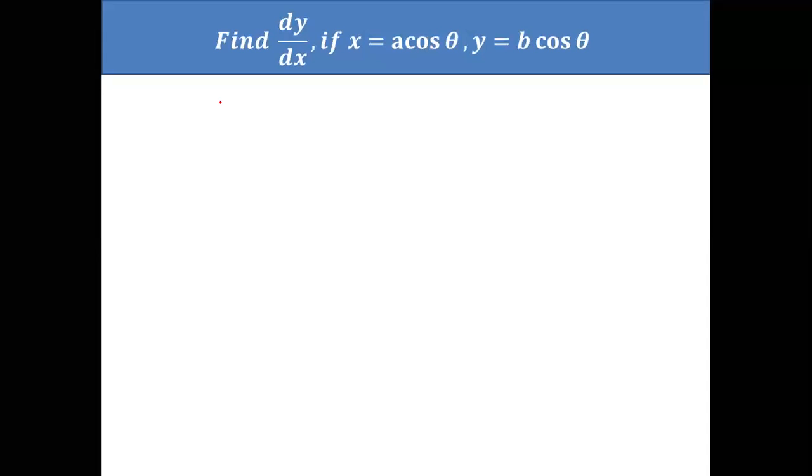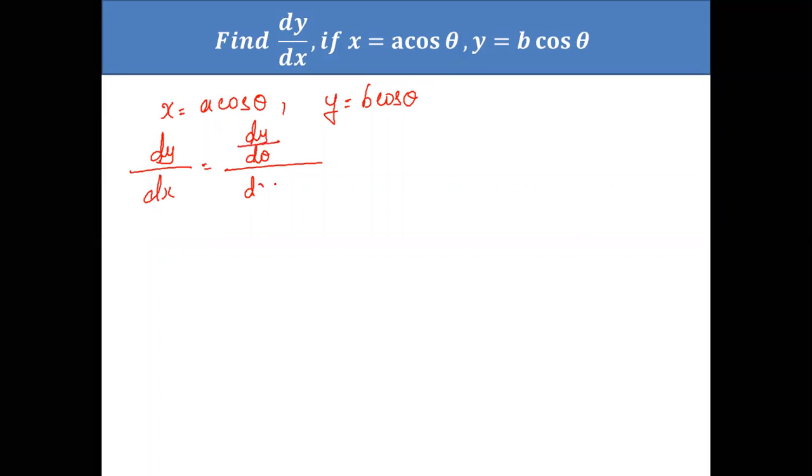Now again, x is equal to a cos theta and y is equal to b cos theta. They have given x in terms of theta and y is also in terms of theta, which means it is a parametric function. So to find dy by dx, what do you have to find first? dy by d theta divided by dx by d theta. So first find dy by d theta.